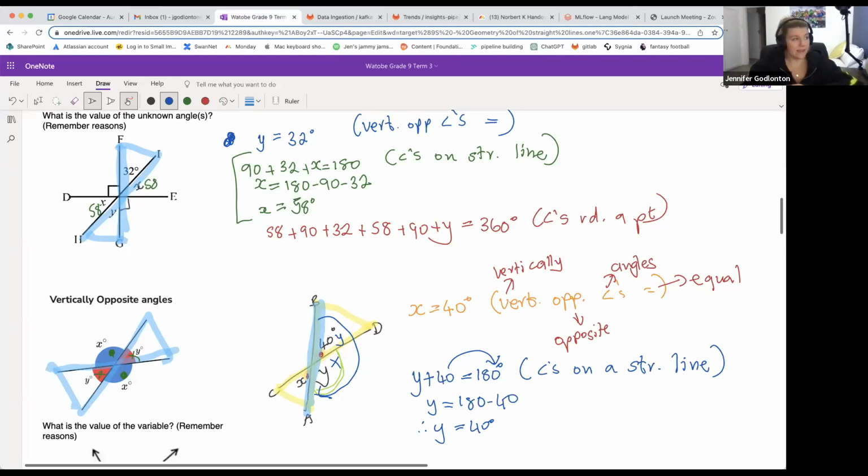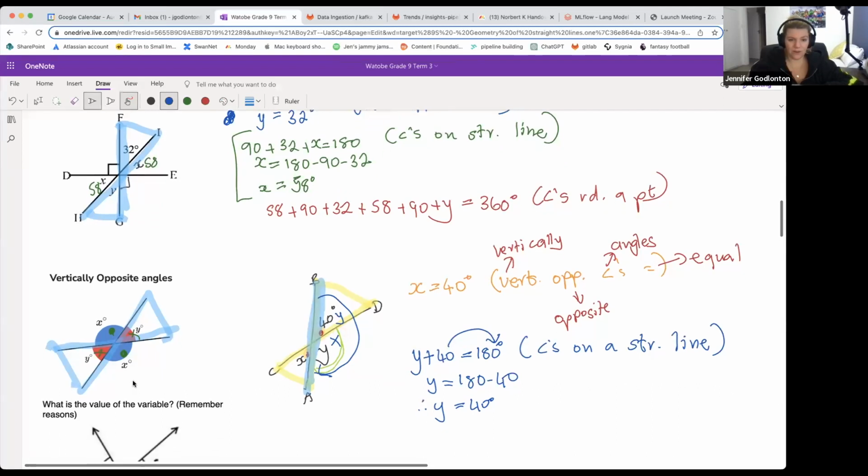Okay. Guys, if you want to take a screenshot of this, please feel free. We're going to do one more question on vertically opposite angles, and then we are going to do a brain break.